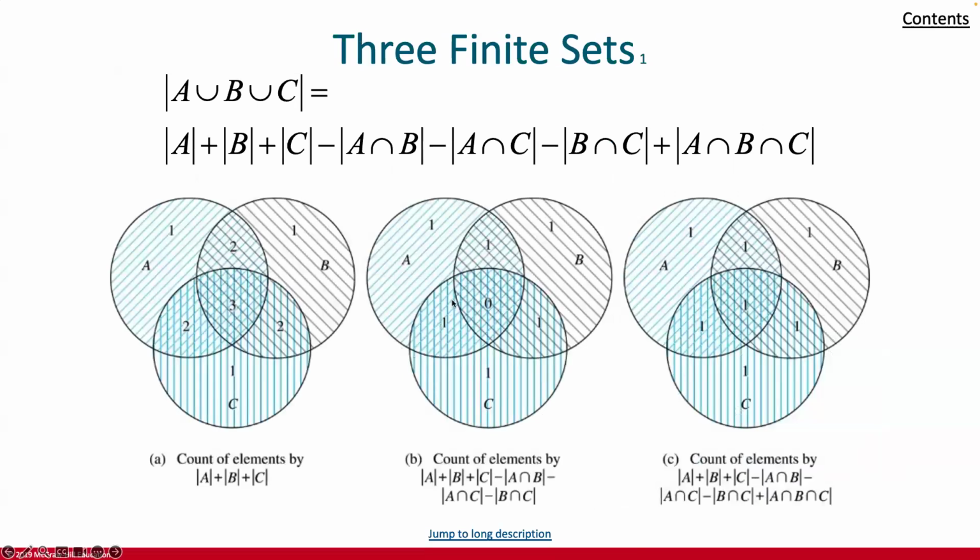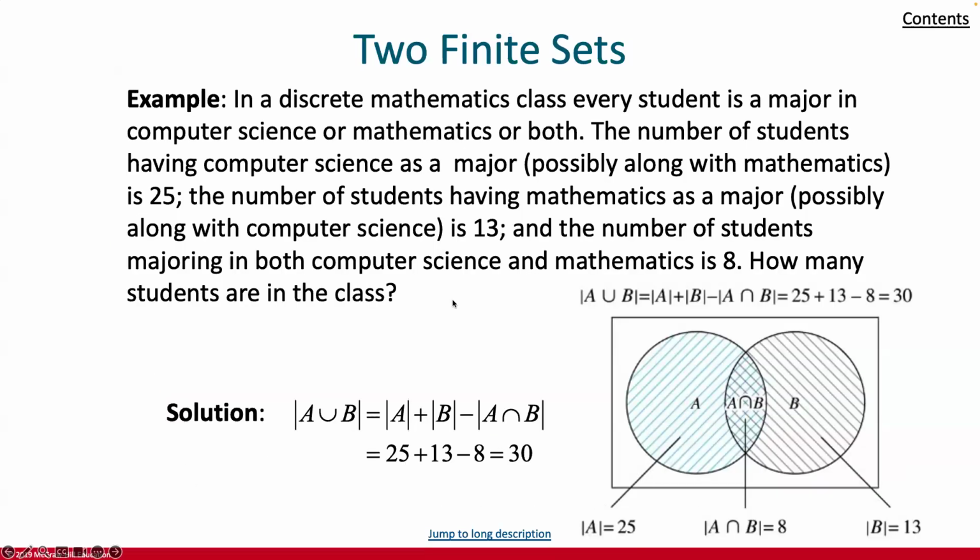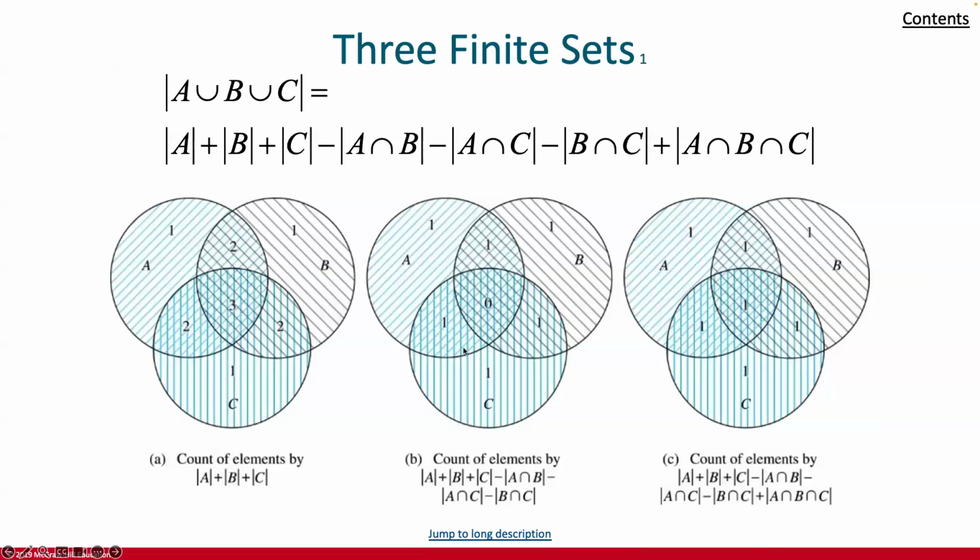So here is another example. This was with 2 sets. Now if we're trying to engage with 3 sets, it gets more complicated. The first diagram shows the count of elements by the formula: number of elements in A plus number of elements in B plus number of elements in C. There is number 1 in exactly one of these three sets, number 2 in the intersection of any two of the sets, and number 3 in the intersection of all three sets. So we can see that for the first one.